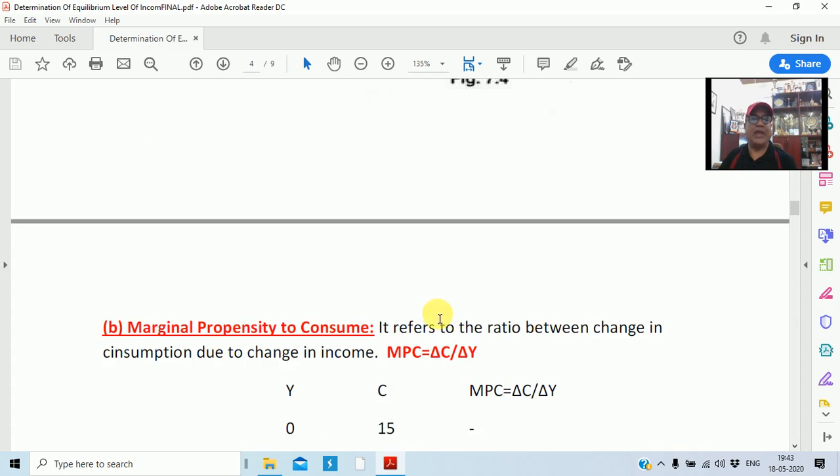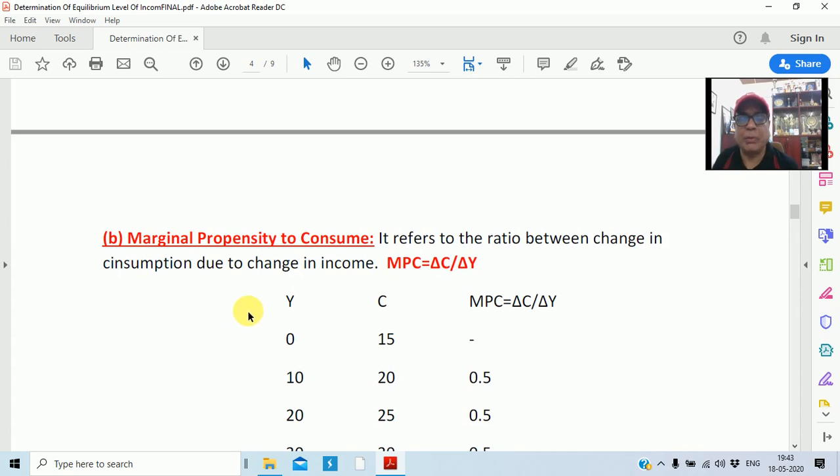Now moving to the next. Second part of propensity to consume is marginal propensity to consume. In APC, what are we calculating?